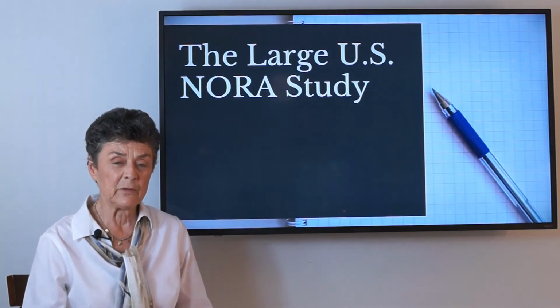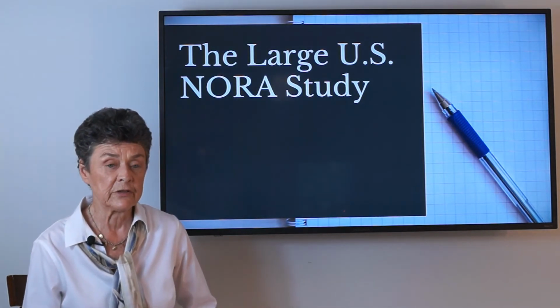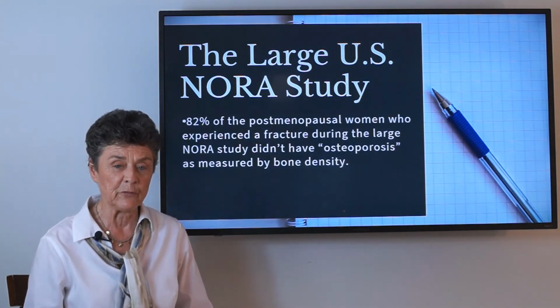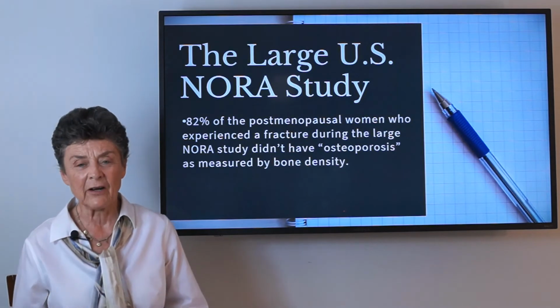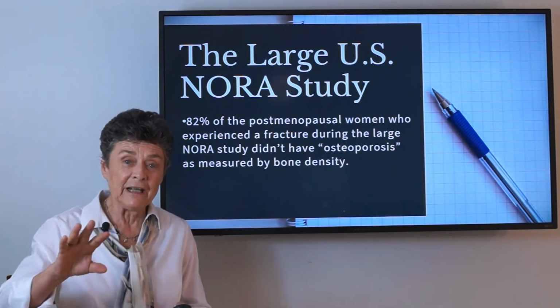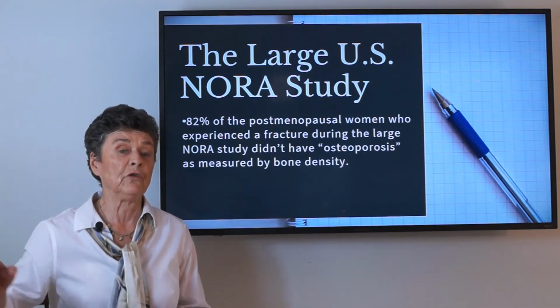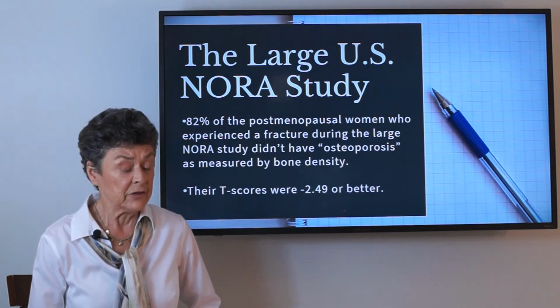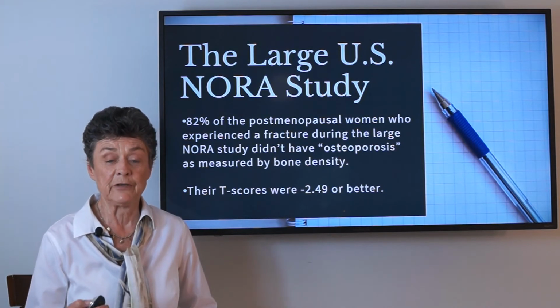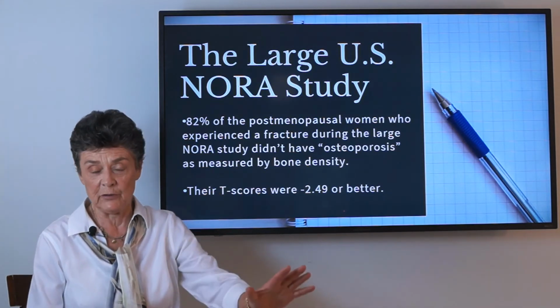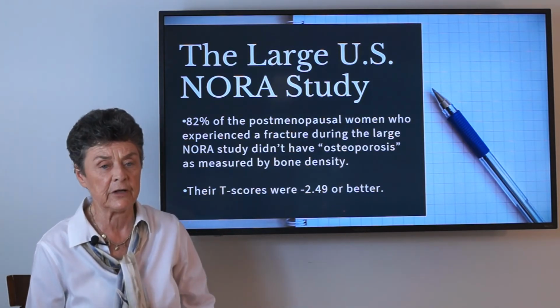As a matter of fact, in the US, there was a very large NORA osteoporosis study, and what they found was that 82% of the postmenopausal women who experienced a fracture during this large study didn't have an osteoporosis bone density. In other words, they weren't in that minus 2.5 and worse standard deviations away from the normal. So you start thinking, 82%, that's a lot. In essence, their T-scores were minus 2.49 or better. They had either osteopenia, as you would call it, or normal bone density, yet they still fractured.